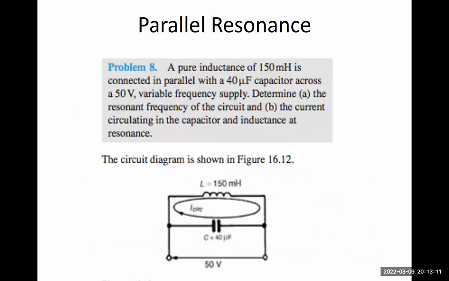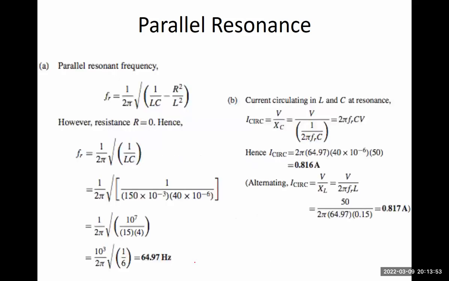Let's have an example on parallel resonance. A pure inductance of 150 millihenry is connected in parallel with a 40 microfarad capacitor across a 50 volt, variable frequency supply. We are to determine the resonant frequency of the circuit and the current circulating in the capacitor and inductor at resonance. So this is our circuit: a parallel LC connected to a 50 volt supply.